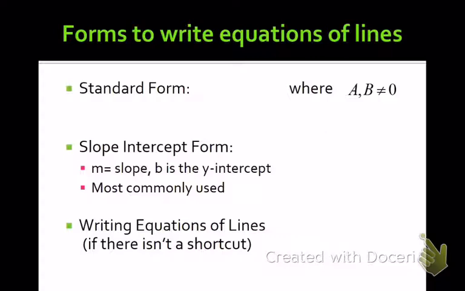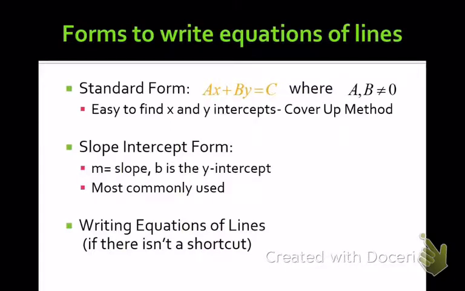First things first, remember from Algebra 1 about the different forms of the equation of a line, right? There's standard form. Standard form looks like that, ax plus by equals c, where x and y are on the same side and you have some constant on the other side of the equal sign. We like this form because it makes it easy to find the x and y intercepts using that cover-up method. And so then if we have the x and y intercepts, then we know where the line is going to cross the x and y axes, and so we can graph the line pretty easily from there.